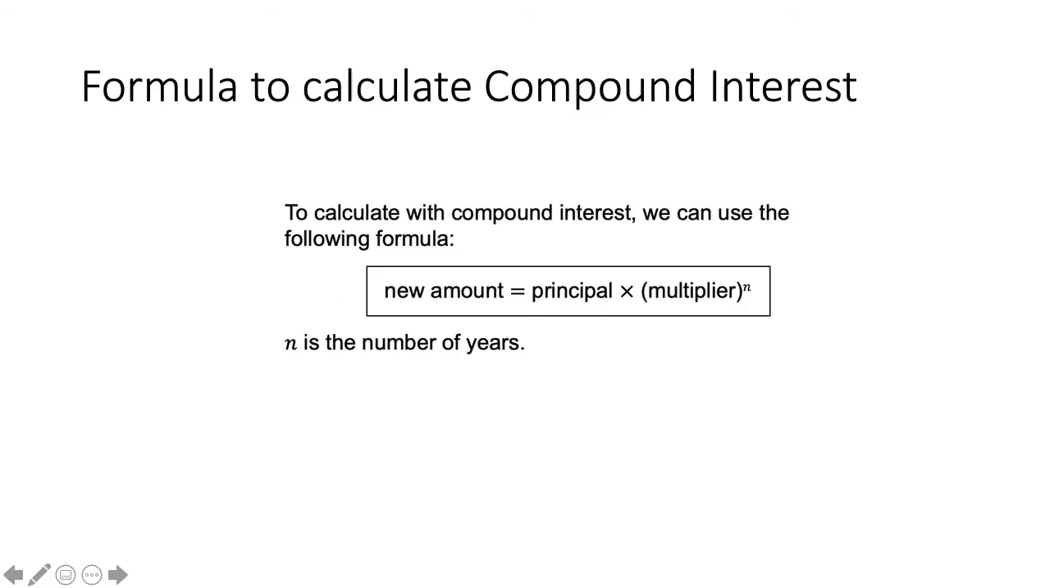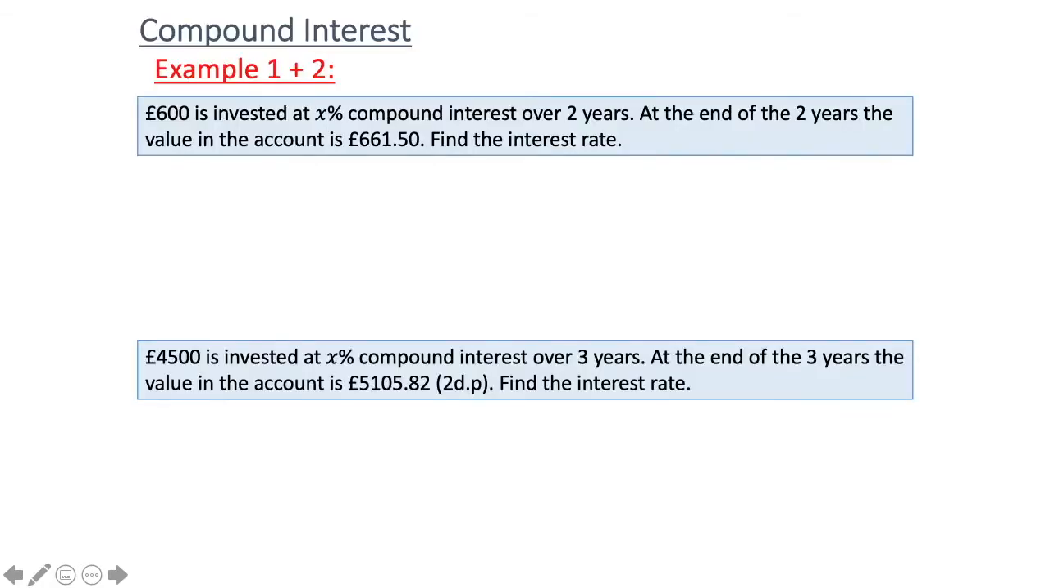So having a look back, we know that our formula to find compound interest is that your new amount is equal to your principal, remember, your principal is the original amount that you've put in, times by the multiplier to the power of n. Also remember your multiplier is 100 plus your percentage, divided by 100. So let's have a look at some examples. As I'm going through these, please make sure that you are copying them down as we are going along. So our formula, just to reiterate, is new amount is equal to the principal times by your multiplier to the power of n.